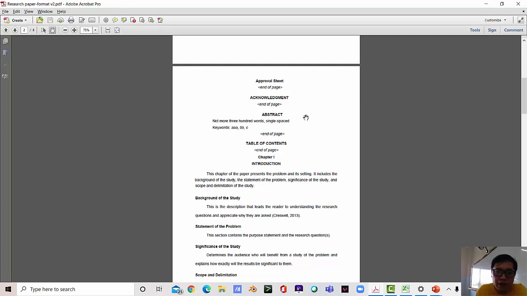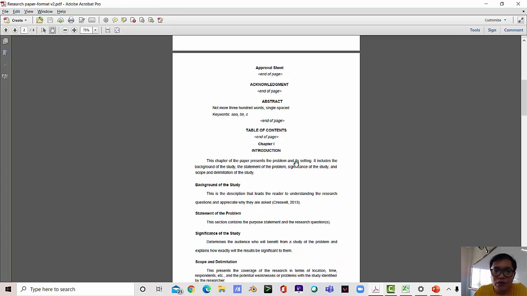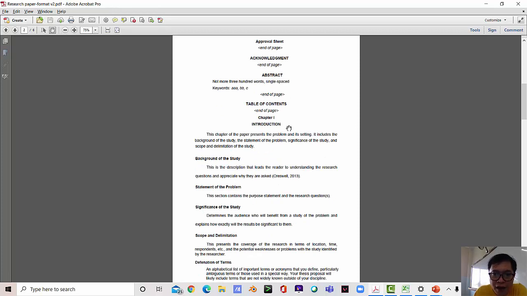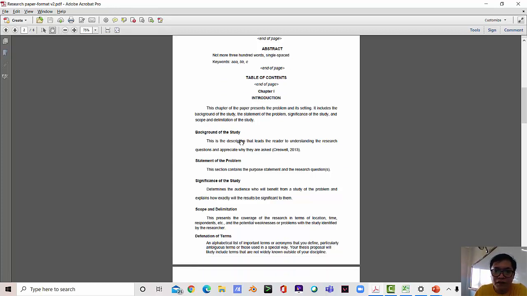You already discussed what keywords are. At the bottom of the abstract, you type the keywords. The next page would be the table of contents, and the next page would be Chapter 1, Introduction, which is also the rationale. Put rationale here, then what is your introduction?